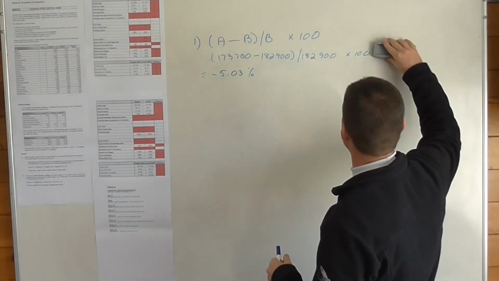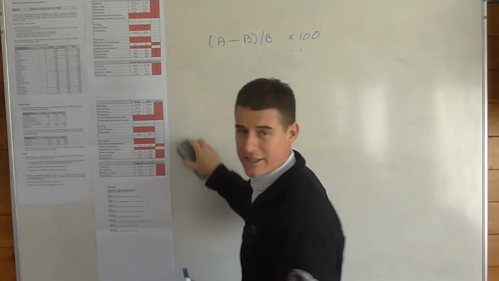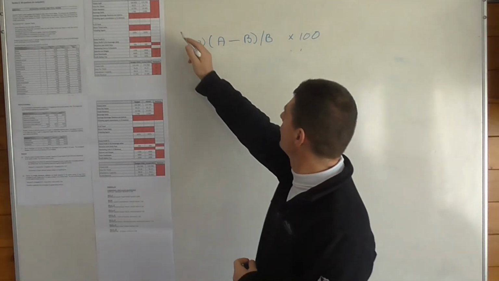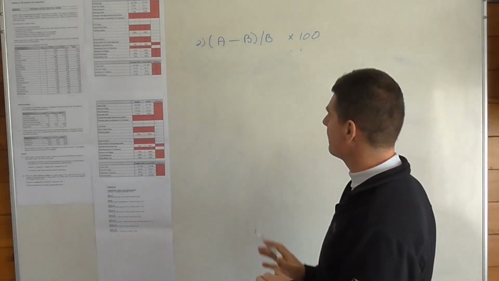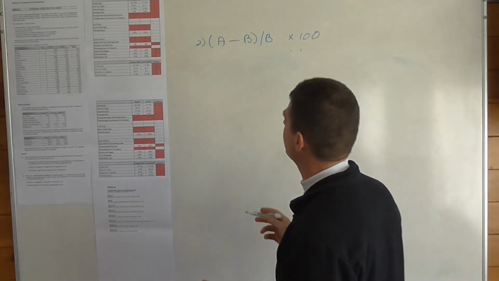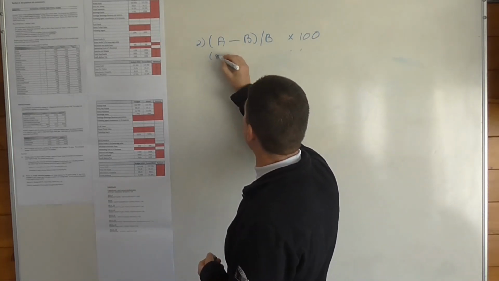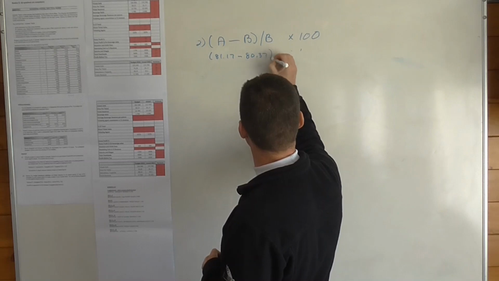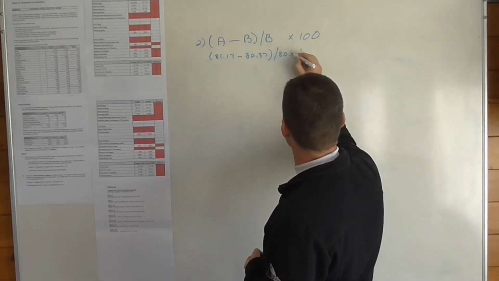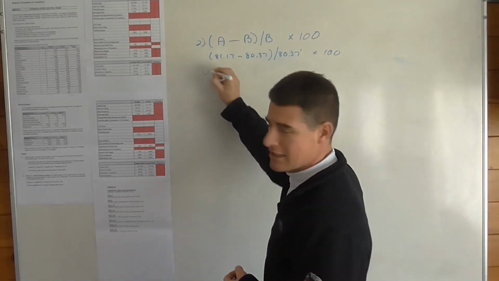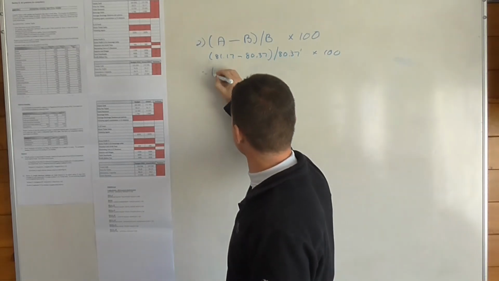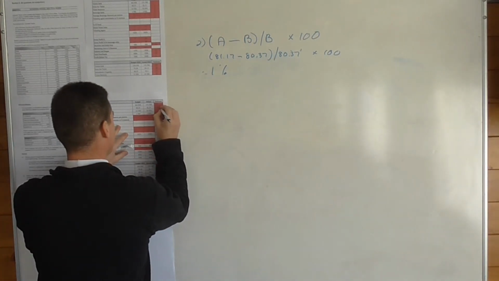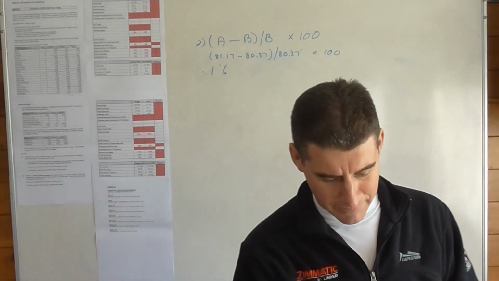I'm going to do another one quickly with you, number 2. See, luckily that's the formula they give you. So number 2 again, it's your actual minus your budgeted divided by your budgeted multiplied by 100. So number 2 is the same thing. You've got your actual of 81.17 minus your budgeted 80.37, close your bracket, divided by 80.37 multiplied by 100. So that will give you 1%. And then that goes in there. So that's a positive 1%. Okay, so now you're completing that.